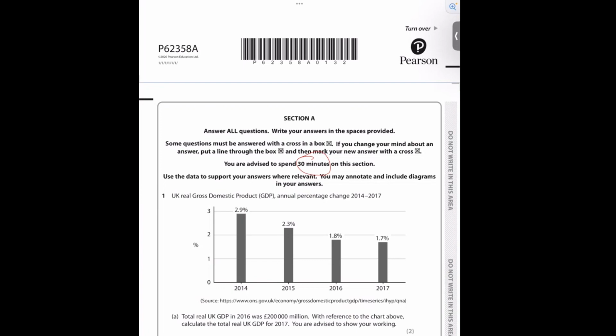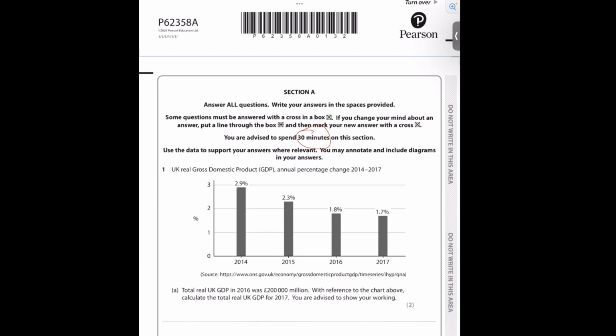So here we go to start off with. UK real gross domestic product, annual percentage change, 2014-2017. Okay, total real UK GDP in 2016 was 200,000 million. Okay, that's fine. And it says, with reference to the chart above, calculate the total real UK GDP for 2017. You are advised to show your working. So what I know is that in 2016, and I'm not really bothered about that figure there, the value of GDP was 200,000 million.